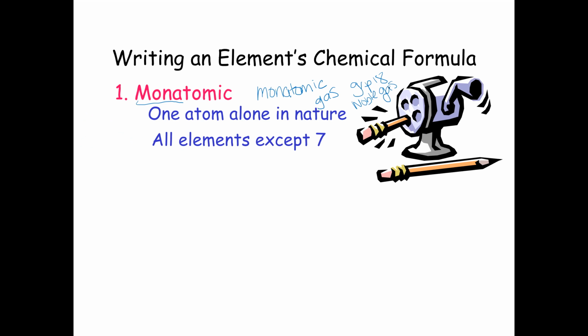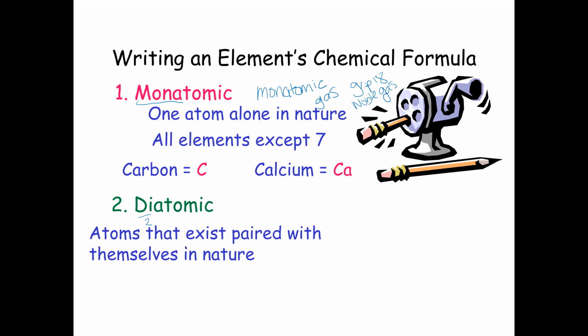So I like to throw in a little bit of review when I get a chance. So carbon, for example, is a monatomic element. Calcium. And so now the opposite of monatomic is going to be a diatomic element. The prefix di means two, a 2-atom element. So our diatomic elements are atoms that exist paired with themselves in nature.